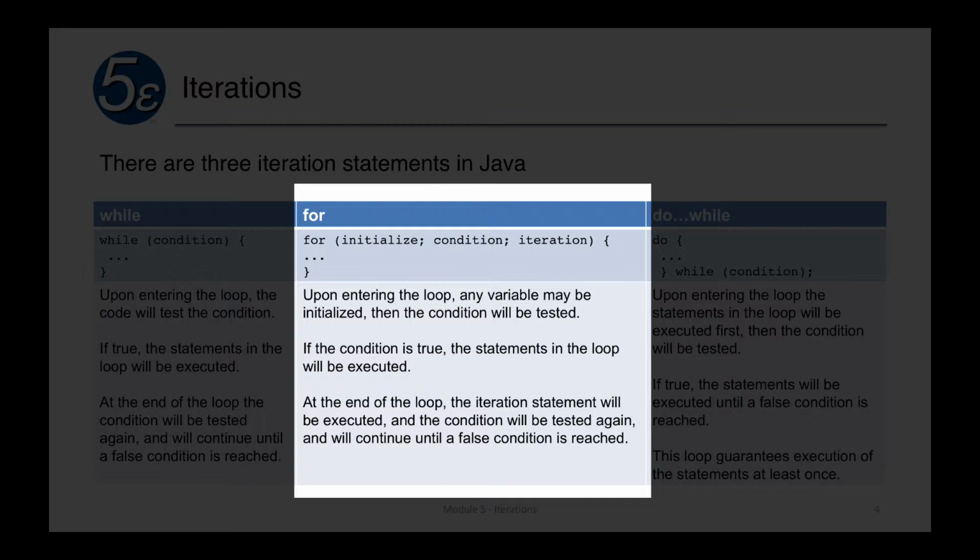Then it will execute the statements, come down to the bottom, and then perform the iteration statement so that I can increment i: i is equal to i plus 1. Then it will test the condition again and proceed. So the initialize statement is executed the first time it comes into the loop. The iteration is executed at the end of each loop cycle, and the condition is tested at the beginning of each loop cycle.